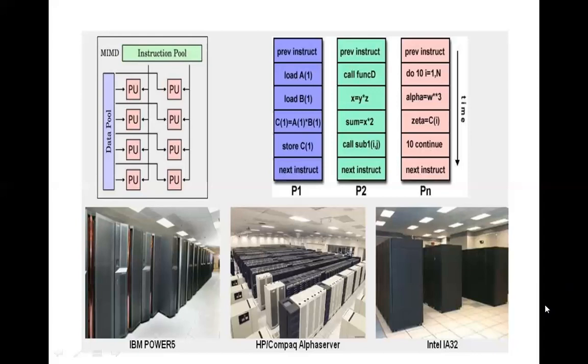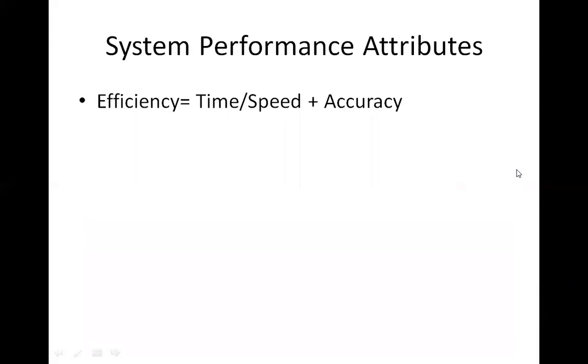Okay, and this is a very important question, Flynn's taxonomy. And after that, for classifying parallel processing, these 5 system attributes are very important. You need to know the terminology, okay.